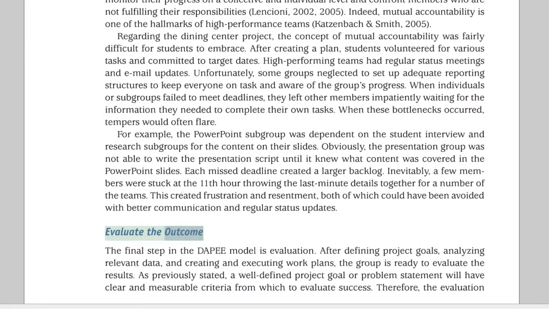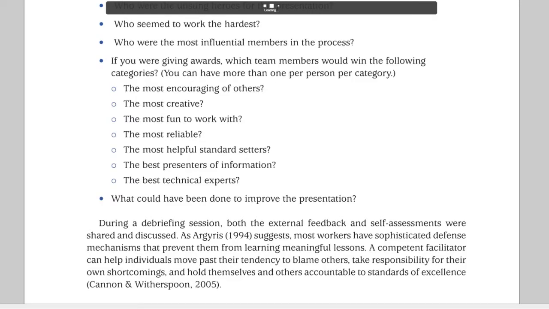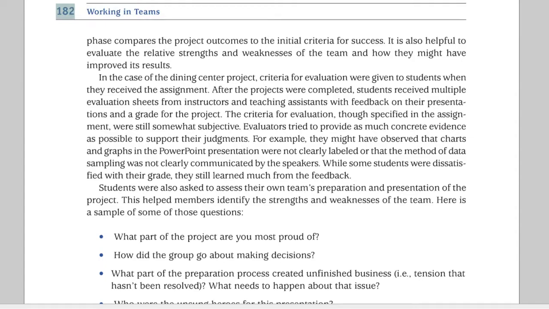Evaluate the outcome. The final step in the DPE model is evaluation. After defining project goals, analyzing relevant data, and creating and executing work plans, the group is ready to evaluate the results. As previously stated, a well-defined project goal or problem statement will have clear and measurable criteria from which to evaluate success. Therefore, the evaluation phase compares the project outcomes to the initial criteria for success.